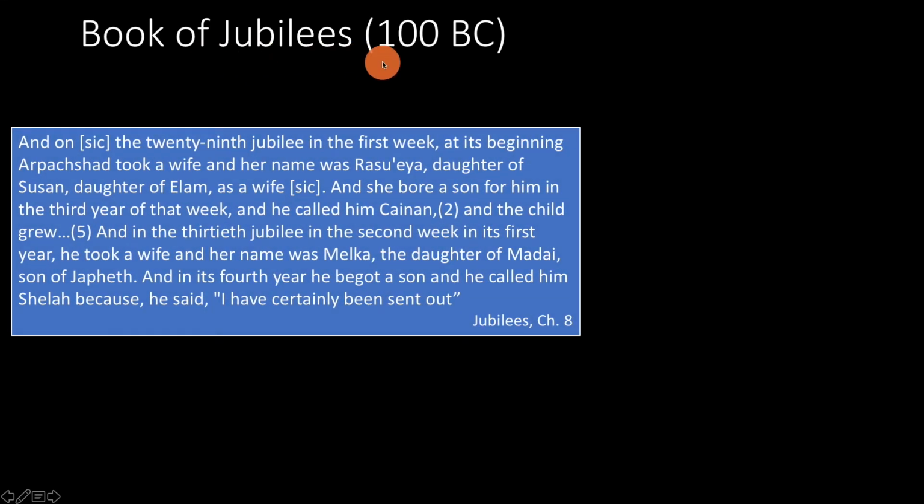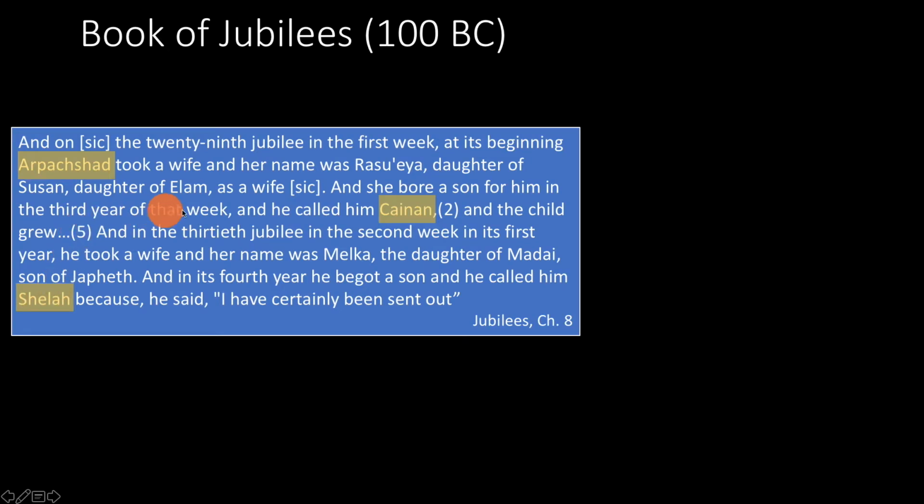When we go to the Book of Jubilees, which was written in about the year 100 BC, so this is very early, we read the following. And in the 29th Jubilee, in the first week, at its beginning, Arphaxad took a wife, and her name was Rasu'eya, daughter of Susan, daughter of Elam, as a wife, and she bore for him in the 3rd year of that week, and he called him Cainan. And then when we continue to read, we hear that Cainan begot a son, and he called him Sheila.